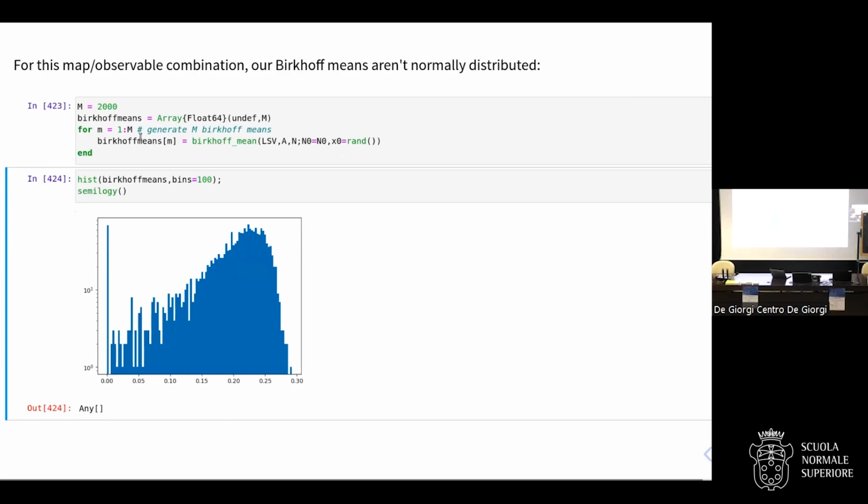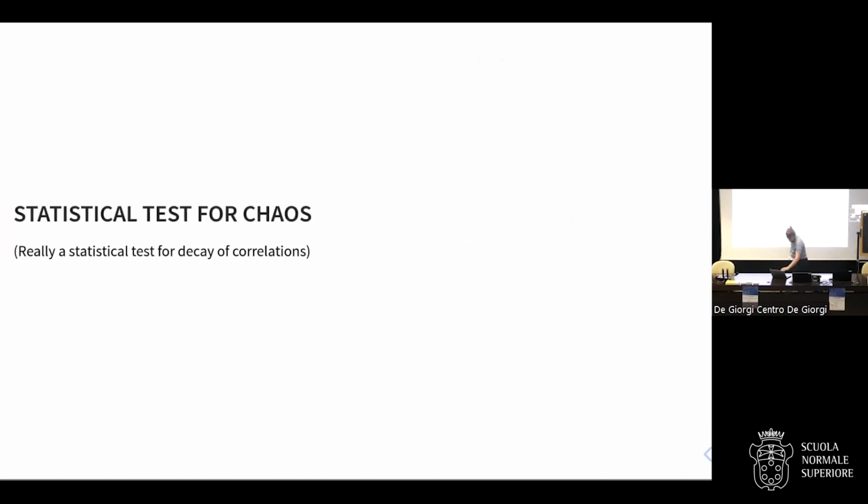Right. When you do transfer operator stuff, you need this to lie in some Banach space, and I should explain to you what this is all about. But yeah, here you can see that you have something that is not Gaussian. So we can ask ourselves what makes Birkhoff means Gaussian and what makes them not Gaussian. And for this, I am going to go to the blackboard.